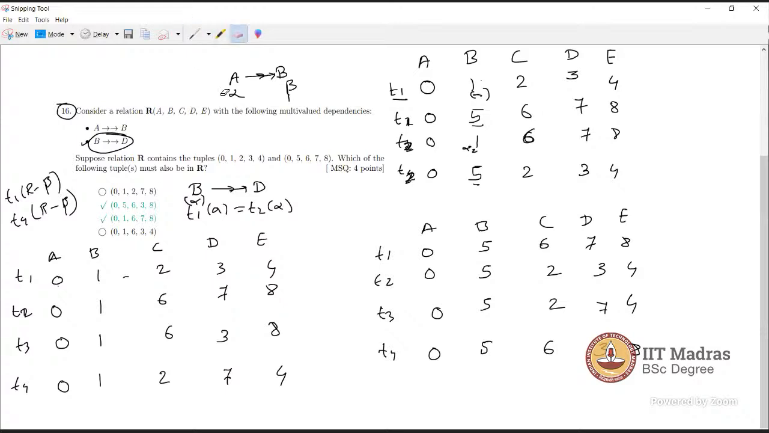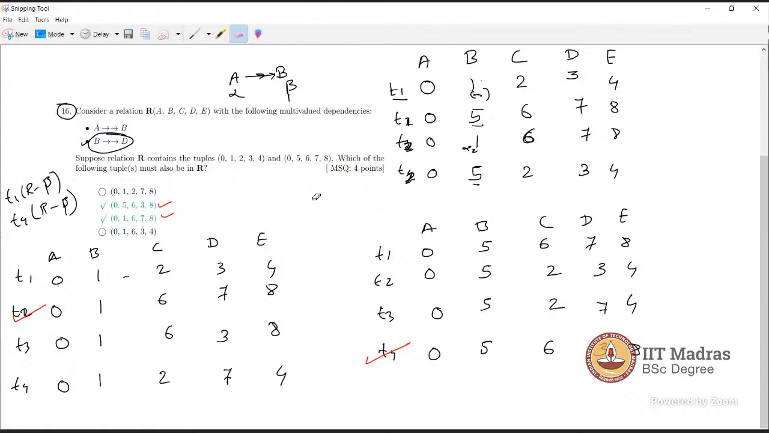Now check the option. So 0, 1, 2, 7 is there? No. 0, 5, 6, 3, 8 is there? Yes, this one. 0, 1, 6, 7, 8 is there? Yes, this is T2. This is there. 0, 1, 6, 3, 4 is there? No. Right? So correct option is second and third. Okay. So you will get 8 tuples here. This is a simple approach. There is another approach also, but better to stick to this approach.